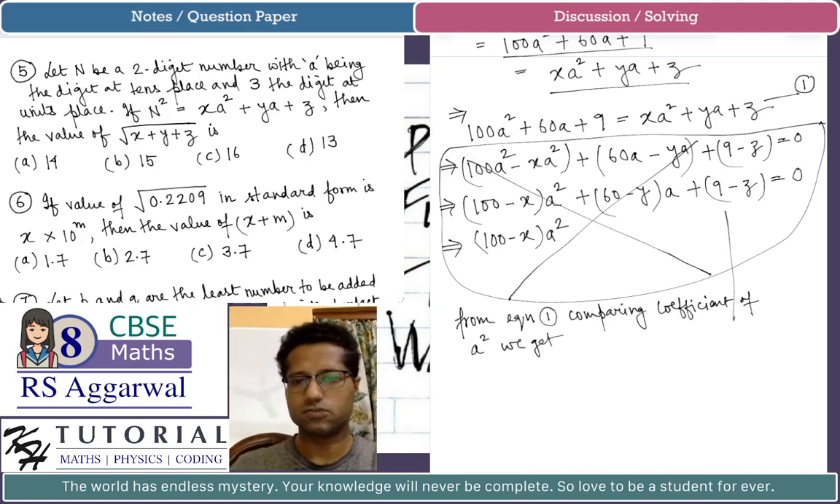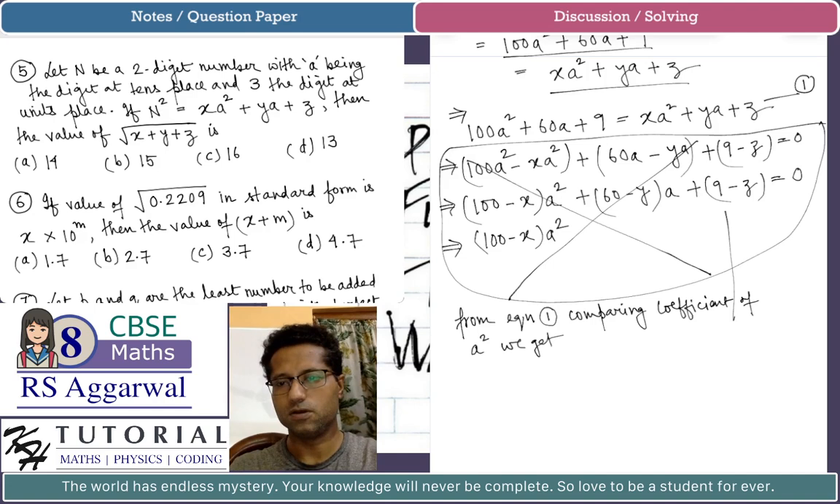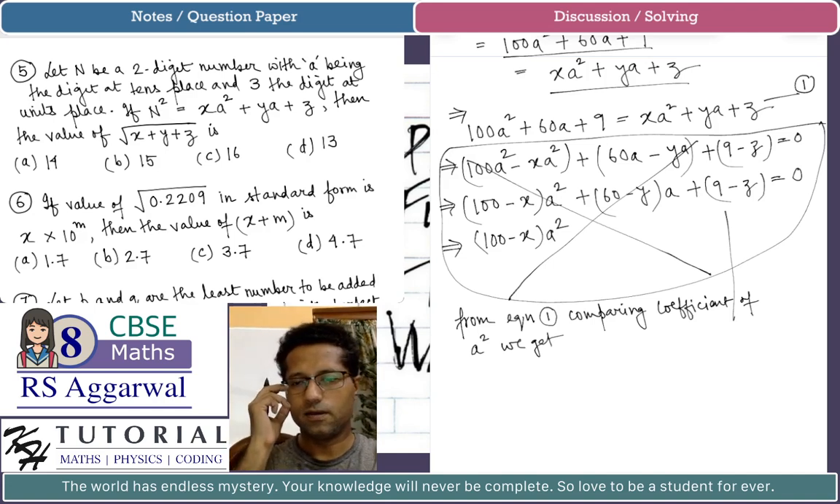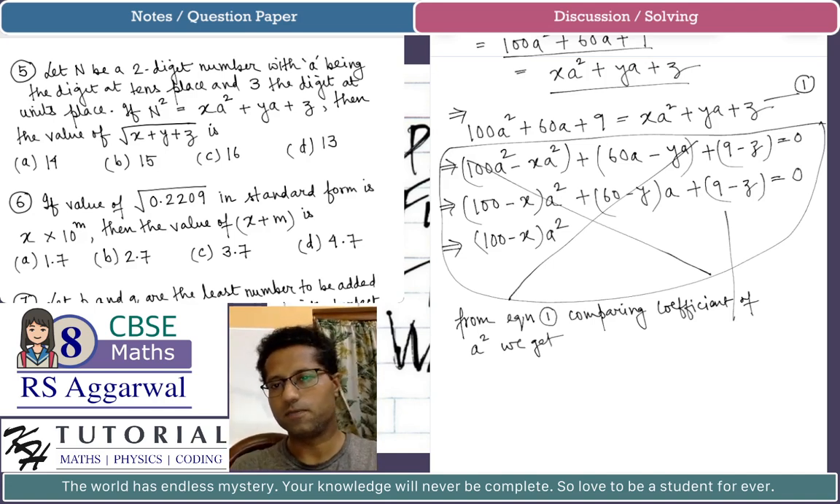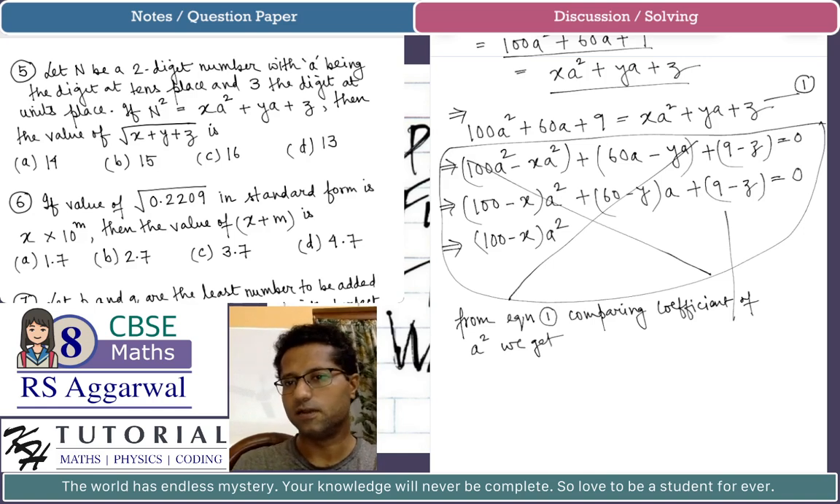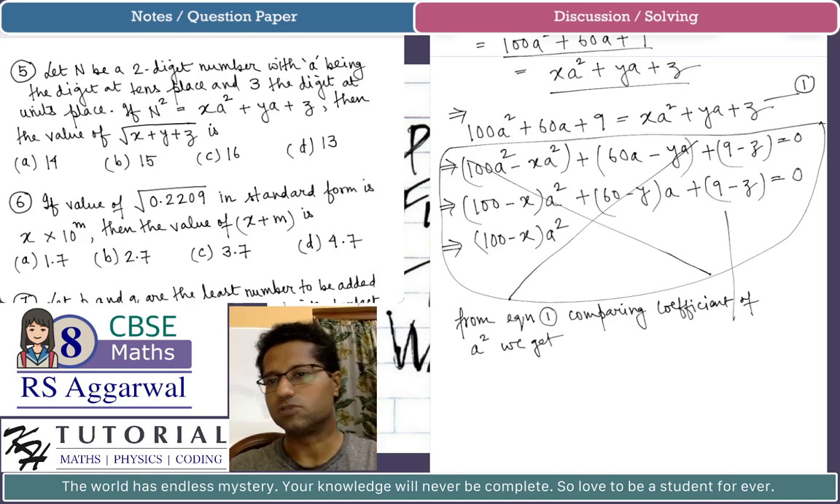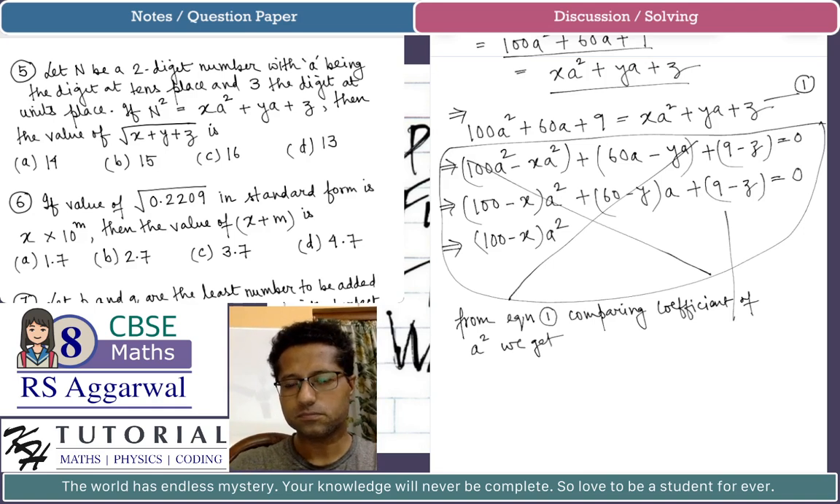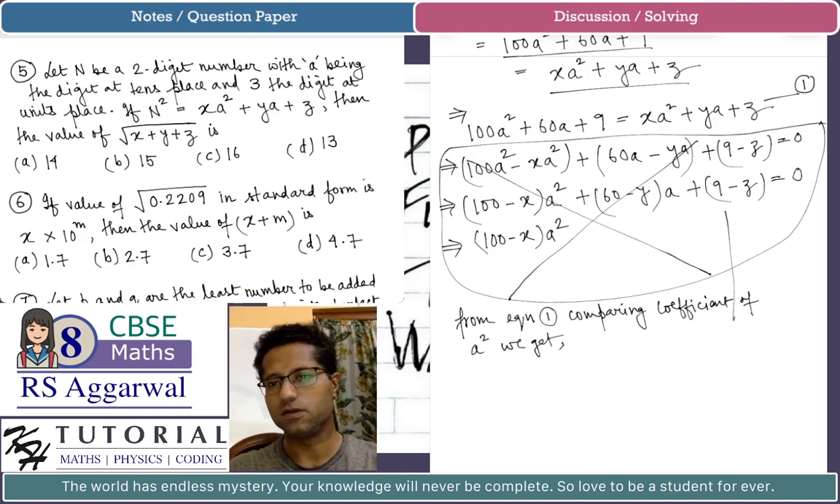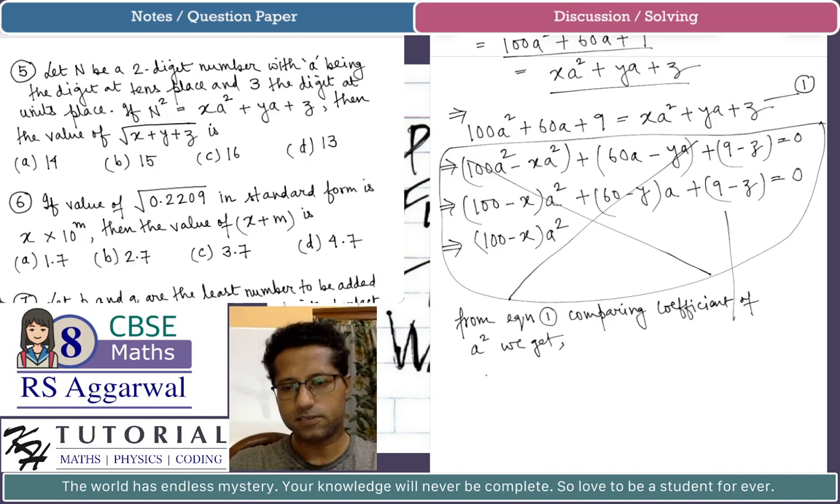the coefficient of a square on both sides has to be the same, because we are having equality. So 100a square plus 60a plus 9 is equal to x a square plus y a plus z. This means that the coefficient of a square, a, and the constant term on both sides should be equal. So if we compare the coefficient of a square, we get x equal to 100.